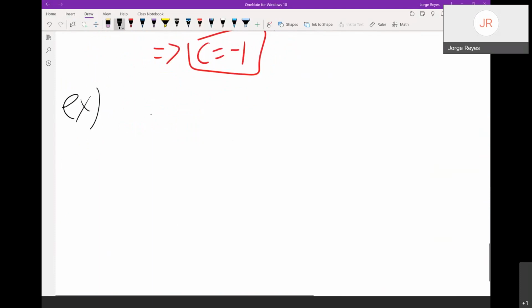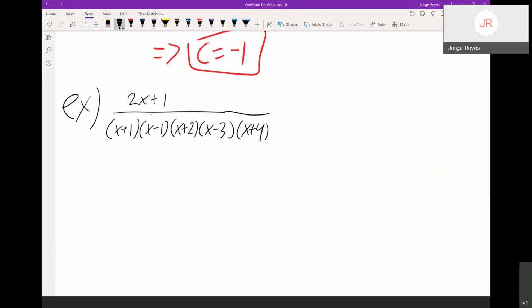So let's go like (2x plus 1) over (x plus 1)(x minus 1)(x plus 2)(x minus 3)(x plus 4). So this, if you did it the way the textbook would want, would be a 5x5 system of equations. Which, we remember that a 3x3 is already annoying to deal with. So we don't want to do that. So instead, I'm going to do this my way.